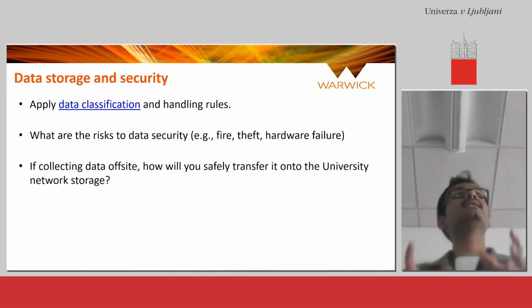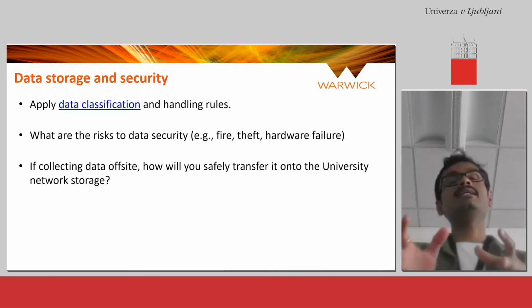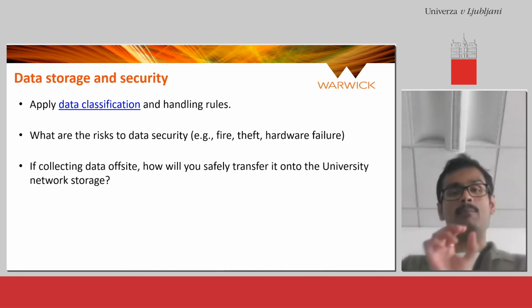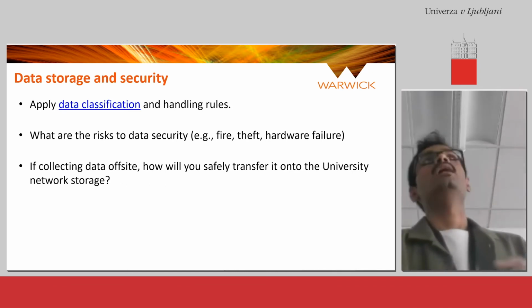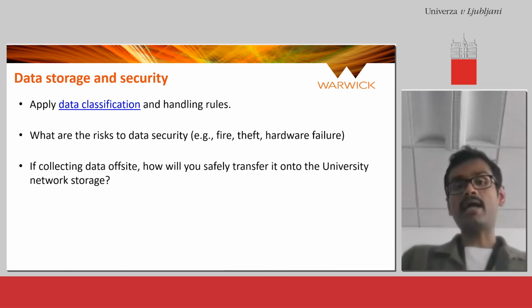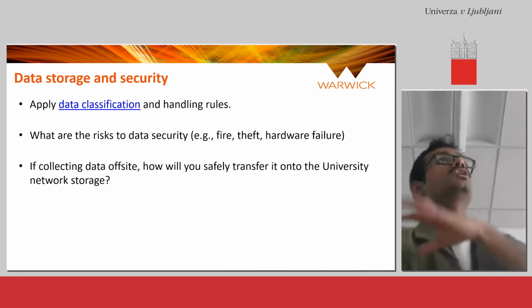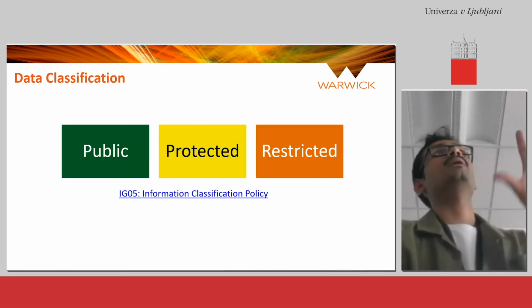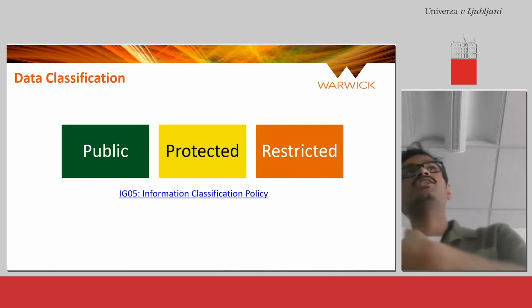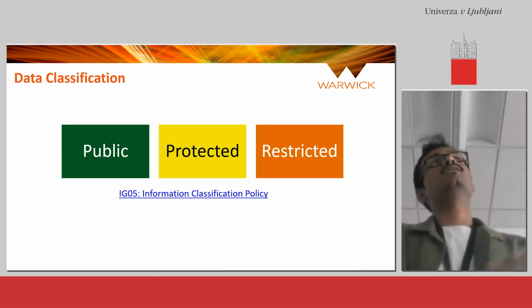The other is data storage and security. Understand the data which you are collecting, where does it fall? Is it public, restricted, or protected? In some disciplines, we categorize it as sensitive. In some places we categorize it as protected. So it's very varying, but I put it as very generic. At Warwick, it is categorized as public, protected, or restricted. As I said, public data can be shared easily, there's not much risk associated with it.